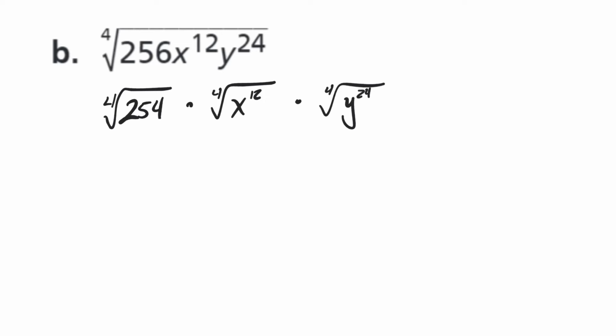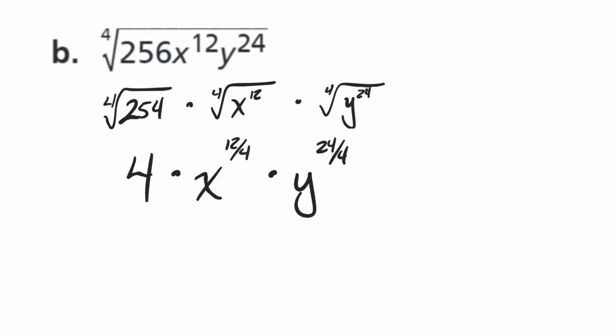Well, the fourth root of 256 is actually 4. The x values will end up being x to the 12 divided by 4 because we have an index of 4 and a power of 12. And then the y's will be 24 divided by 4. So we end up with 4 x to the third power y to the 6th.